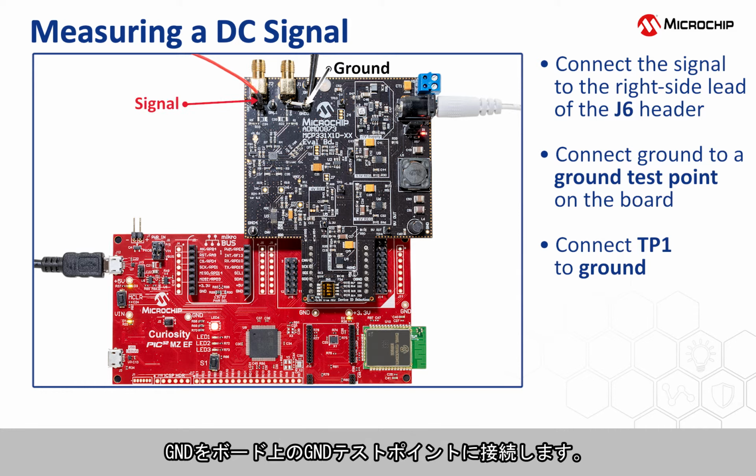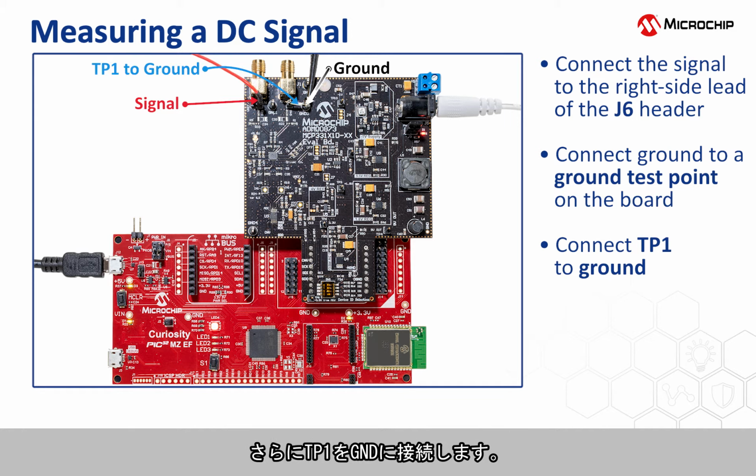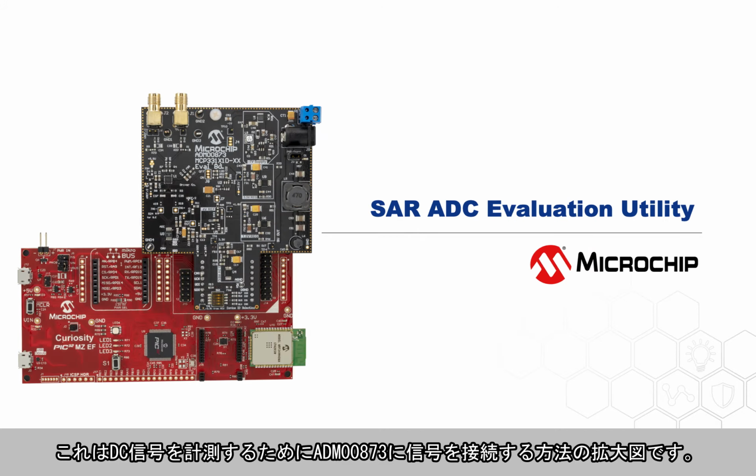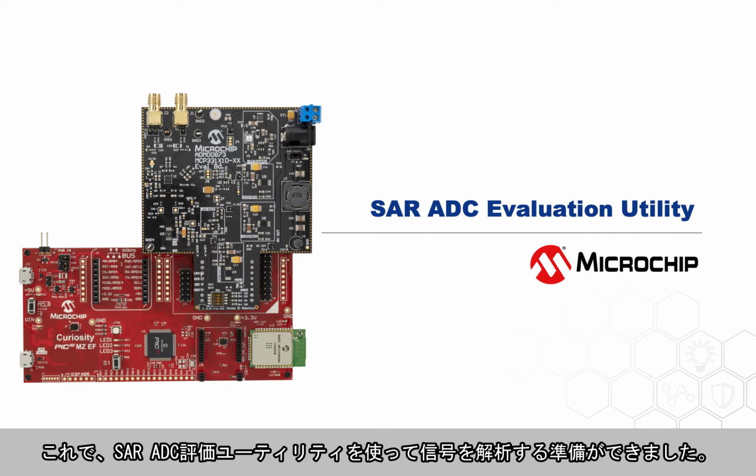To measure a DC signal, connect the signal to the right side pin of the J6 header. Connect ground to any ground test point on the board and connect TP1 to ground. Here I've soldered TP1 to ground for convenience. Here's a closer view of how to connect your signal to the ADM00873 to measure a DC signal. You're now ready to analyze your signal using the SAR ADC evaluation utility.